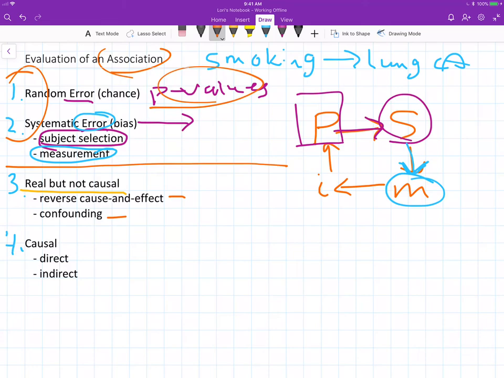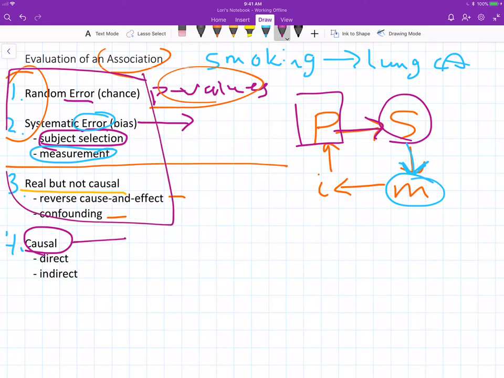So that's another category. The fourth category is what we're really after in general when we are studying something, and this is what we're wondering about. Does smoking lead to an increased incidence of lung cancer? And the answer is yes. If we can rule out 1, 2, and 3, then we can get to this fourth category and say, yeah, well, that probably is then something that's causal.